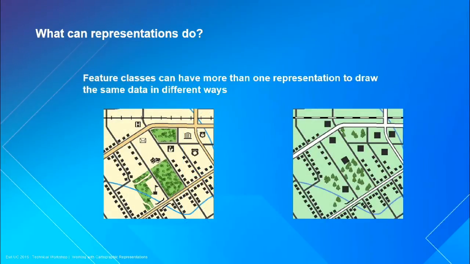Feature classes can have more than one representation. That means, as I told you originally, feature classes know how to draw themselves when they have a representation. They can know how to draw themselves in more than one way. So we can have multiple representations on a feature class. Depending on where this data will be drawn, it can know how to draw itself in different ways.